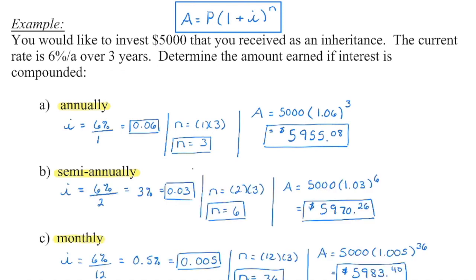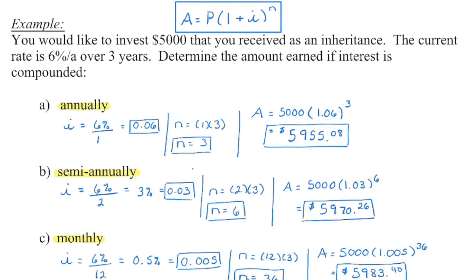Semi-annually, we're going to calculate the I, so we still have a 6% interest rate, but now we're compounding twice a year. So we're going to divide by 2, which gives us 3% per compounding period, which we can then change to a decimal. The number of compounding periods: we're compounding twice a year over 3 years, which means we're compounding 6 times. We put that 6 in for the exponent, we add 1 to the interest rate, and we're going to end up with $5,970.26. So you can see by compounding more often, we are earning more money. In the first one, we earned $955. Now we're up to $970.